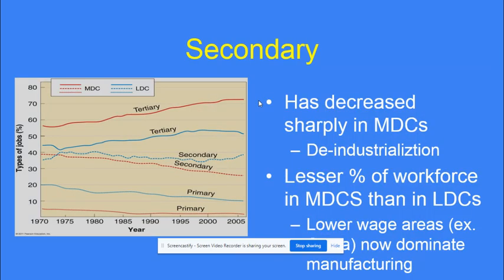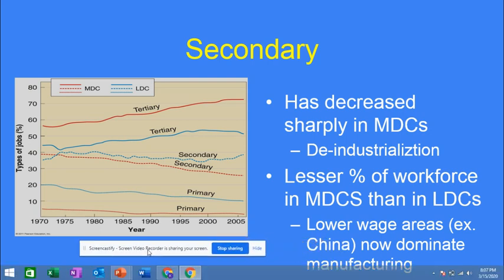The secondary sector has decreased sharply in MDCs because of deindustrialization. That's something that we're going to talk about in this unit, that many of the manufacturing jobs in MDCs have actually moved or been outsourced to LDCs, and we'll talk about what that means. There is a lesser percentage of the workforce in MDCs than in LDCs engaged in secondary work. And again, we will talk about what that means. But primarily, a lot of the movement has to do with lower labor costs in LDCs, that you can pay people less in LDCs.